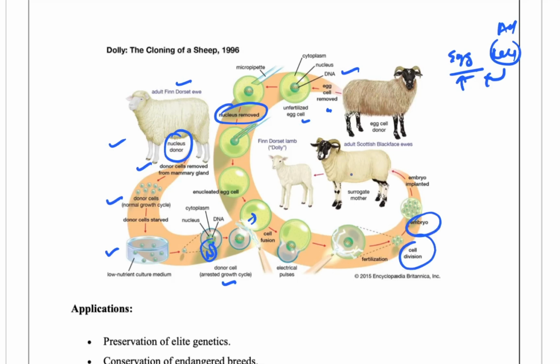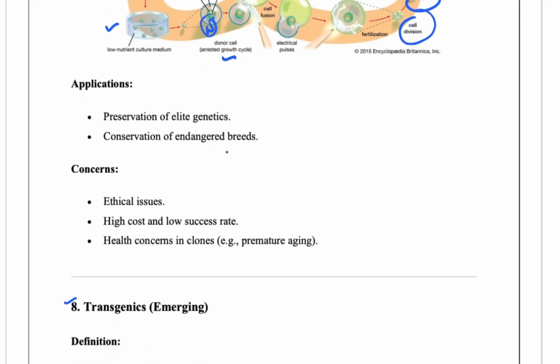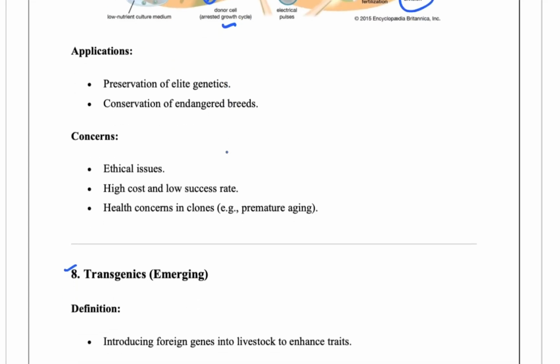The embryo is implanted in the surrogate mother, and then the mother gives birth to another sheep that is identical to this adult, and the sheep was named Dolly. Now what is the application of all this? You are preserving the elite genetics, because the adult you take from is one that you think is elite. You are also doing conservation of endangered breeds, which is very important.